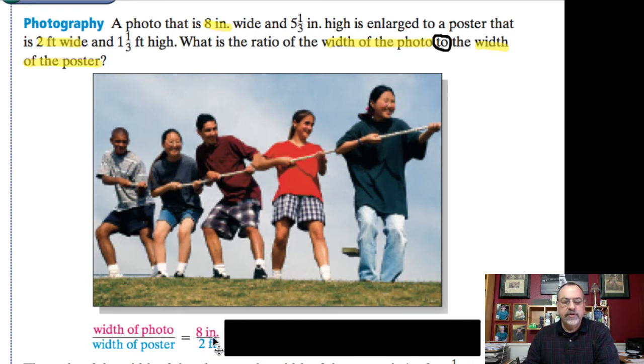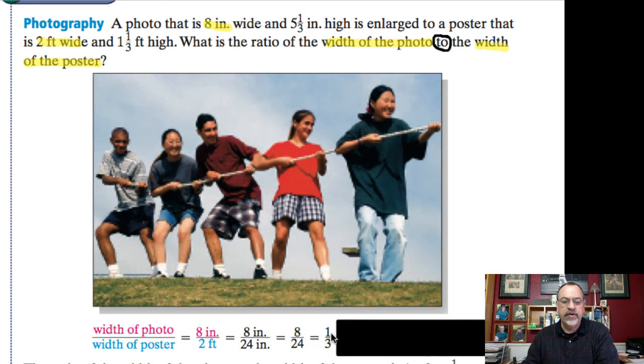I notice that the units are not the same, so I need to convert them to the same units. And again, going from feet into inches is usually easier because I'm not going to end up with any fractions. So 12 inches in a foot, 2 feet would give me 24 inches. Now that both of these are the same, I can then reduce the values, so both 8 and 24 are divisible by 8, which gives me a value of 1 to 3, or 1/3. So then my ratio of the width of the photo to the width of the poster is 1 to 3. So we had to do all three things there.